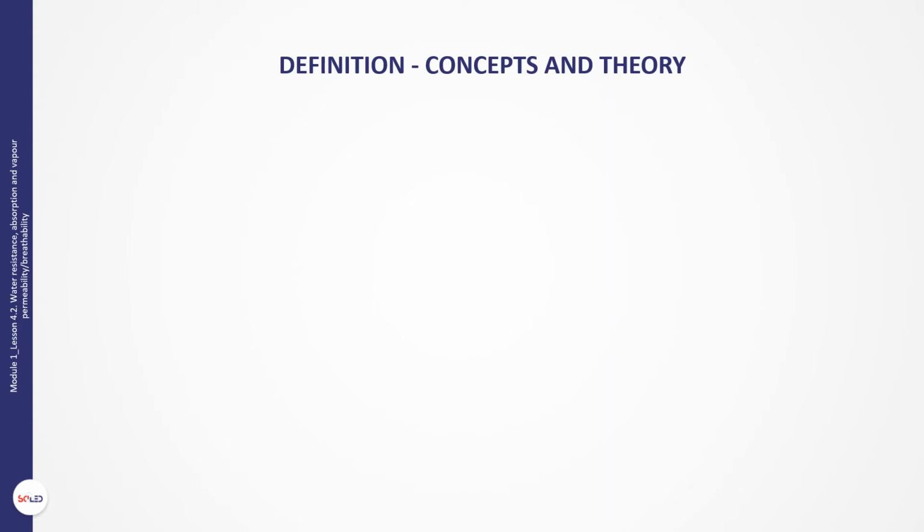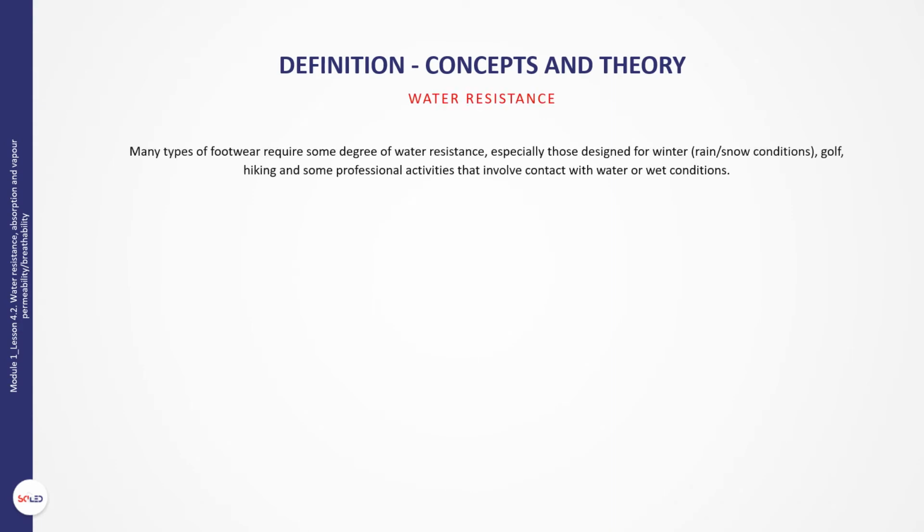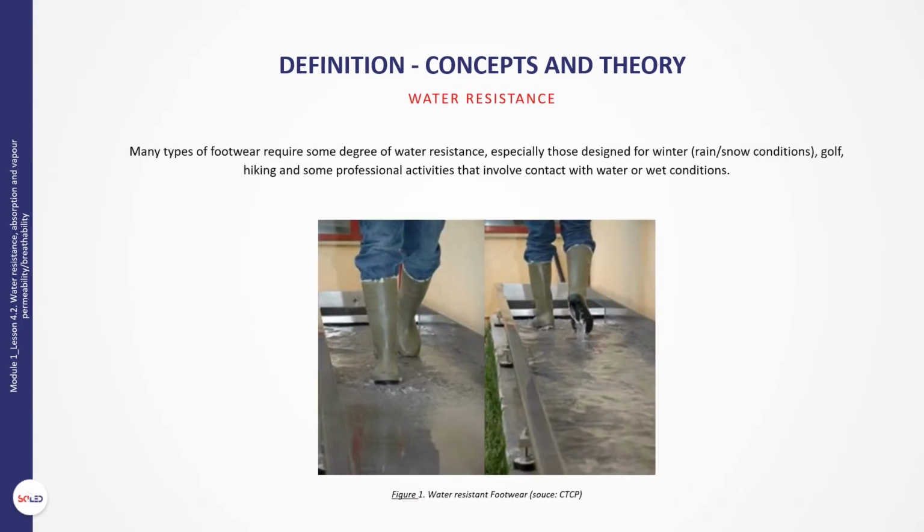Definition, concepts and theory. Many types of footwear require some degree of water resistance, especially those designed for winter, rain or snow conditions, golf, hiking and some professional activities that involve contact with water or wet conditions. In these situations, materials and footwear models shall be selected and conceived to function as a water barrier, avoiding or minimizing the absorption of water and its passage into the inside of the footwear. The absorption of water through materials and footwear will lead to a wet sensation and foot cooling, provoking foot discomfort.